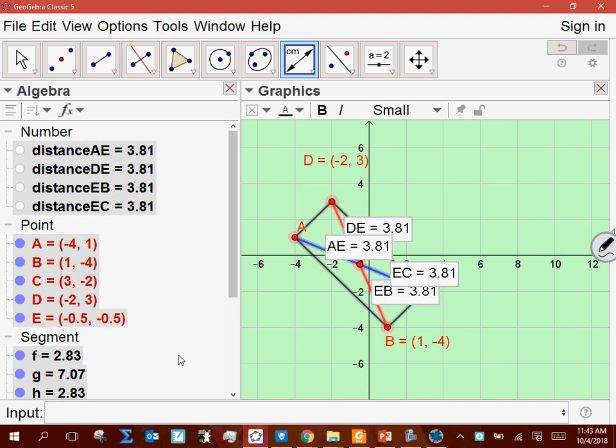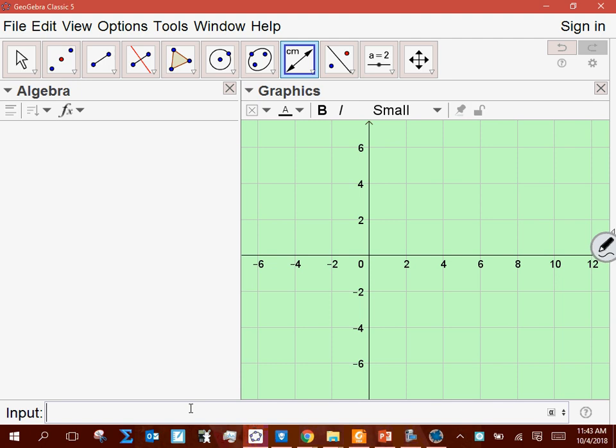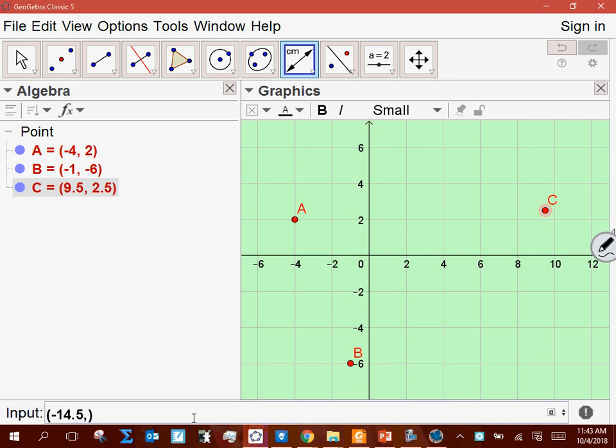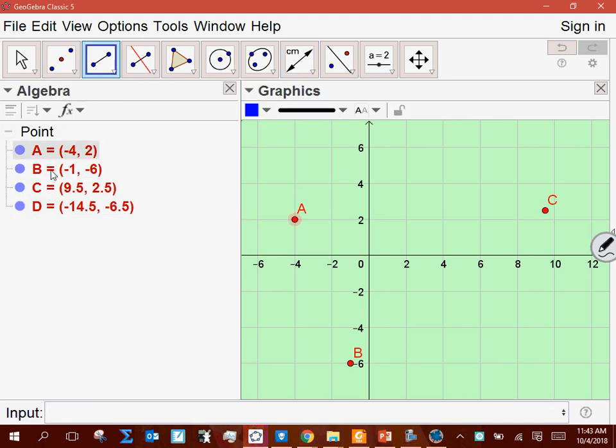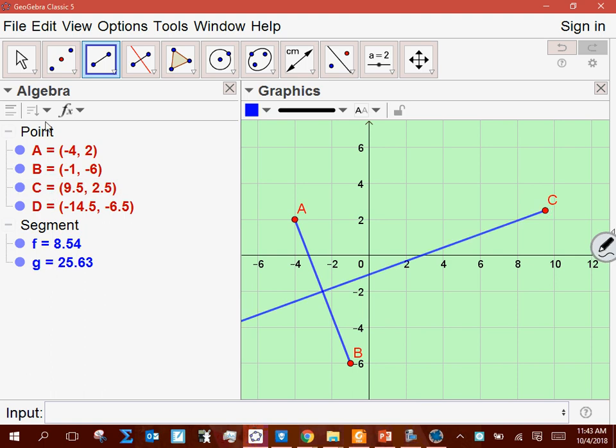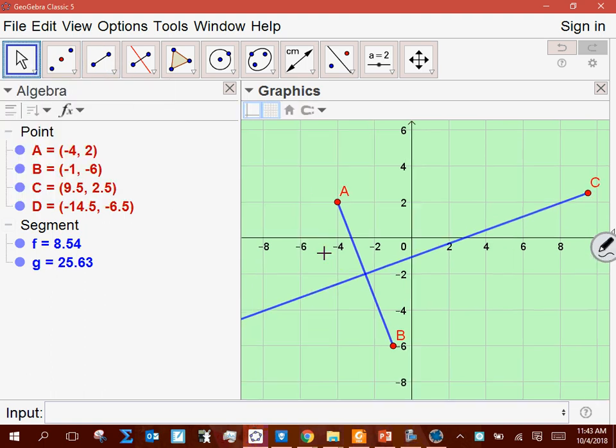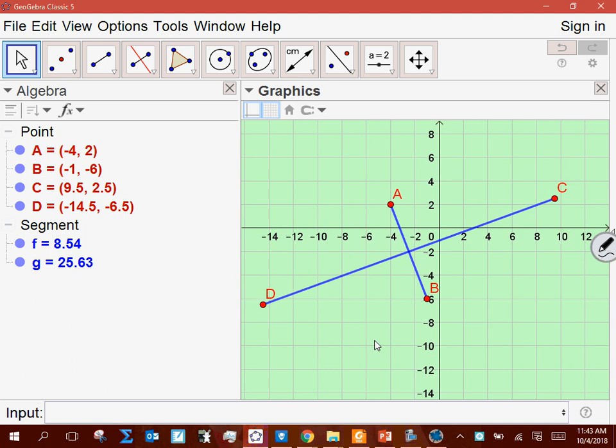If I were to give you, just real quick, this is the problem I was going to give you at the beginning of class. If I go -4, 2, and -1, -6, and then 9.5, comma 2.5, and -14.5, comma -6.5. Okay, if I plot those points, I'm going to create segment AB and I'll create segment CD. I look at those two things. Now, are those two segments congruent? Or can we obviously see that maybe CD is a little bit bigger, right?